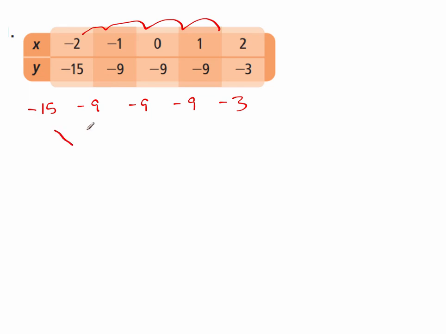So you do the first differences: -9 minus negative 15 is 6. Then -9 minus -9 is 0. Negative 9 minus -9 is 0 as well. This difference is negative 3 minus negative 9, so that's positive 6. So it's not linear.